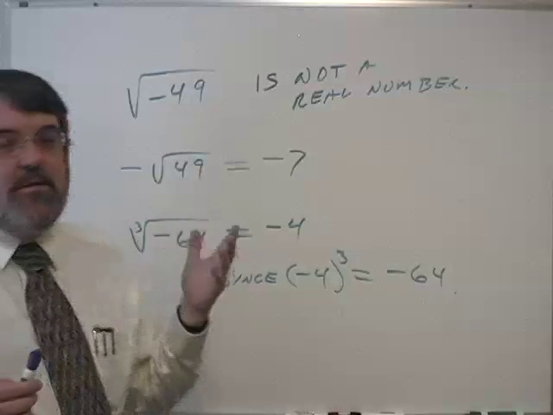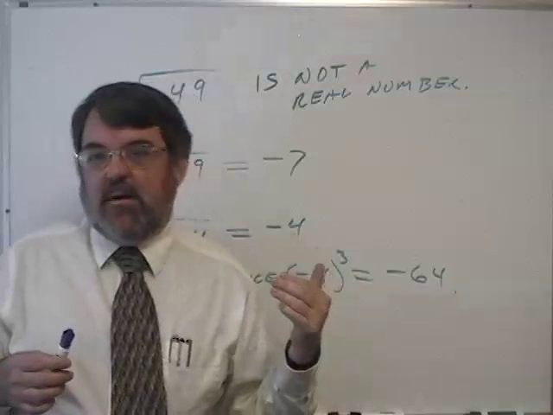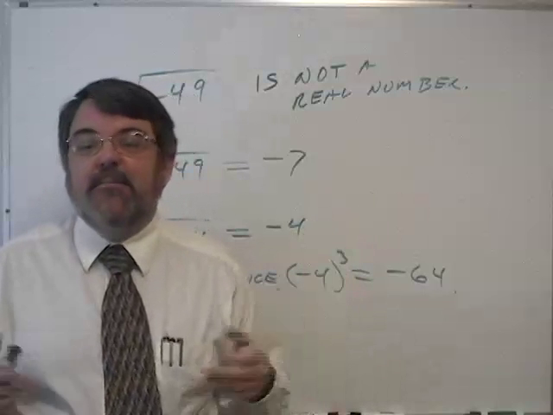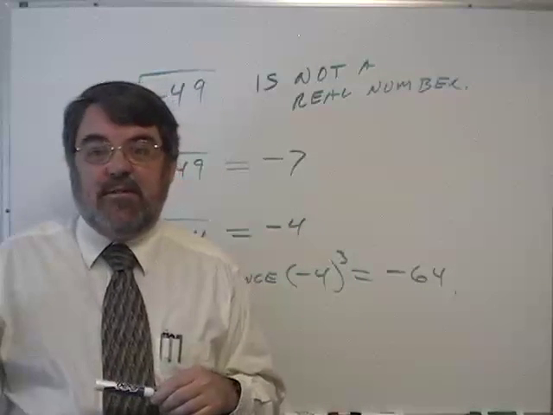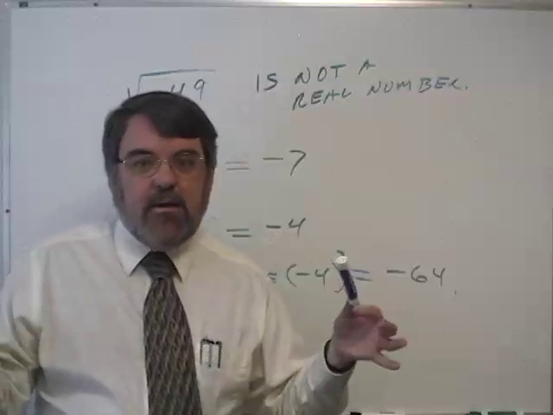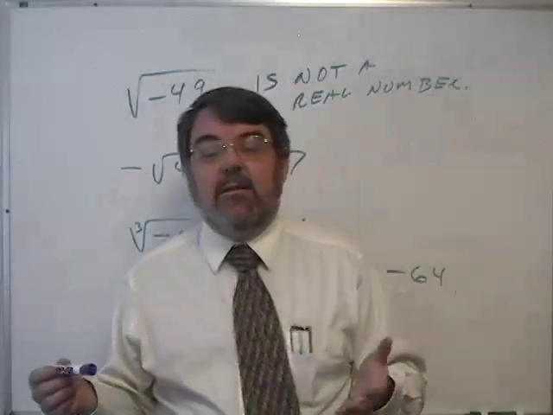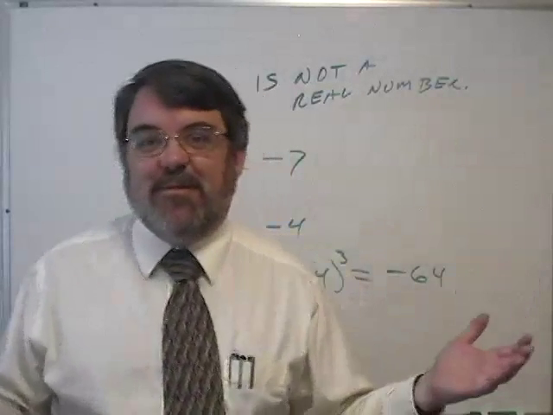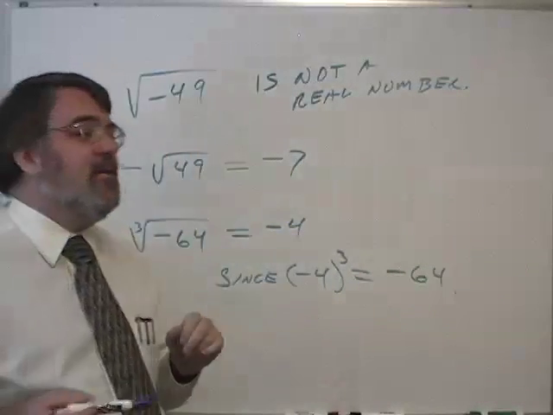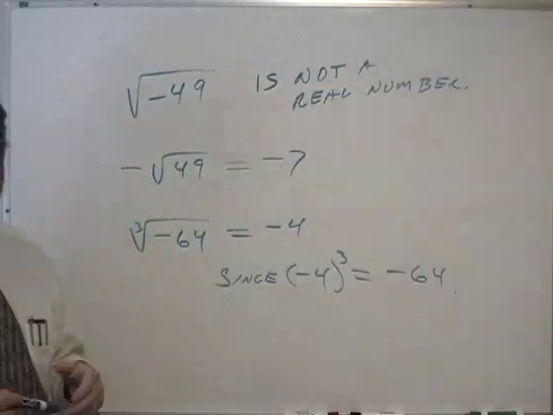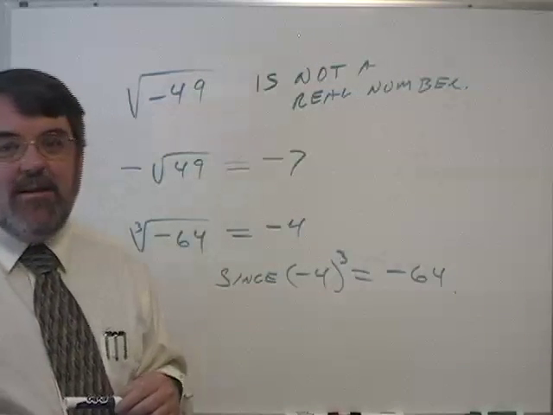So for example, if you took the 6th root of negative 8, 6 being even, you can't get a real number for that. But the 5th root of negative 8 does exist in the real number system because 5 is odd. So you need to learn that difference in the radicals.